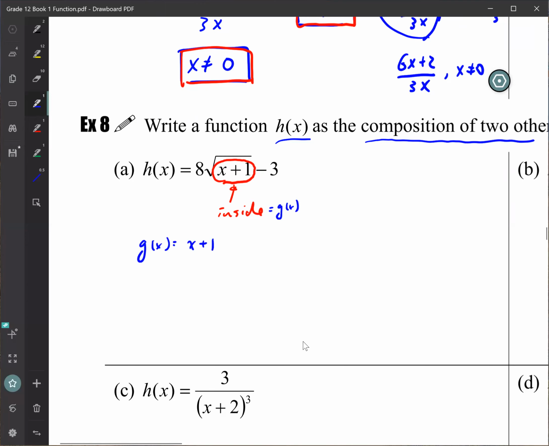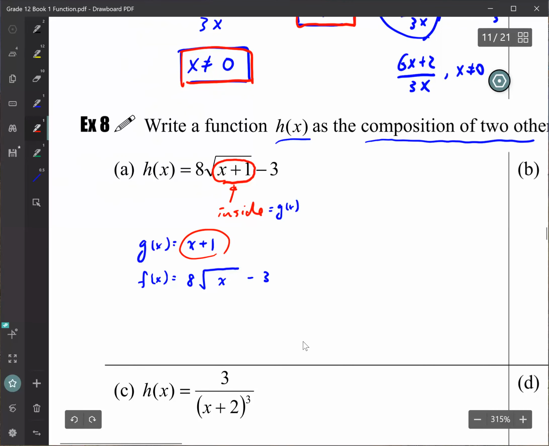Then I will say g of x is x plus 1, right? And I'm going to take this function into the inside of the square root. Then I will say f of x is 8 root of x minus 3, right? So this part can go into this circle, right? Then it will make the original function.